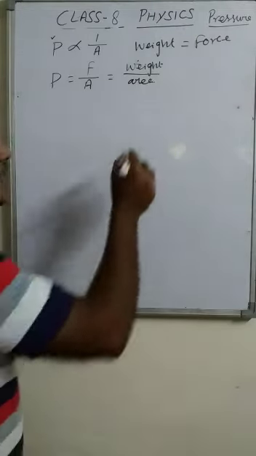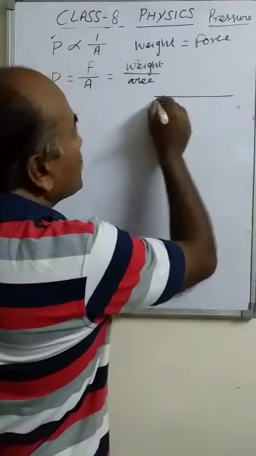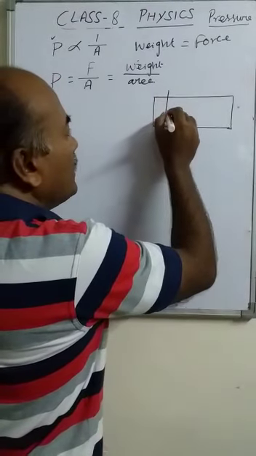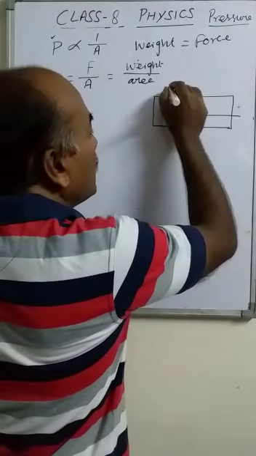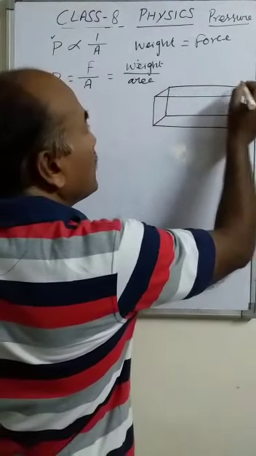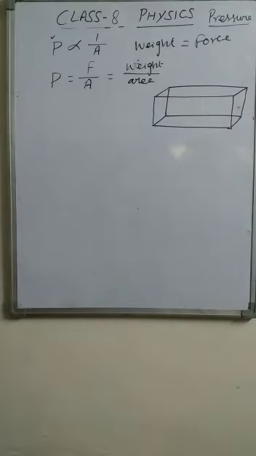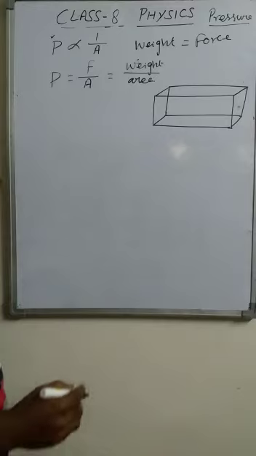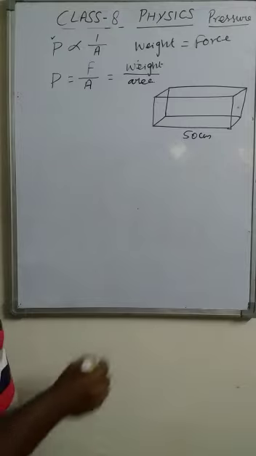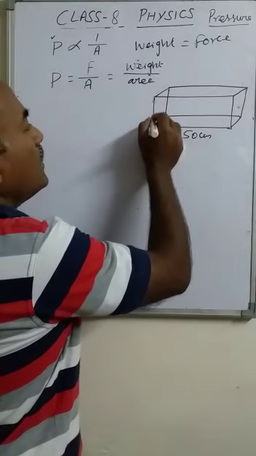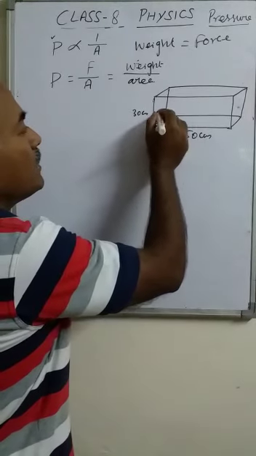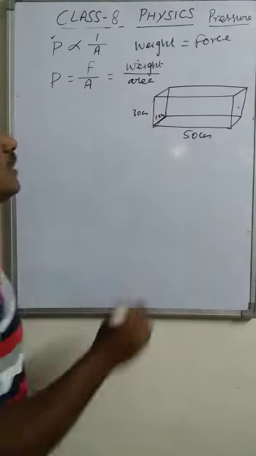Suppose we take a cuboidal object. This cuboidal object has length, breadth and height, three measurements. Suppose the length of this cuboidal object is 50 centimeter, breadth is 30 centimeter and height is 10 centimeter. These are the three measurements.